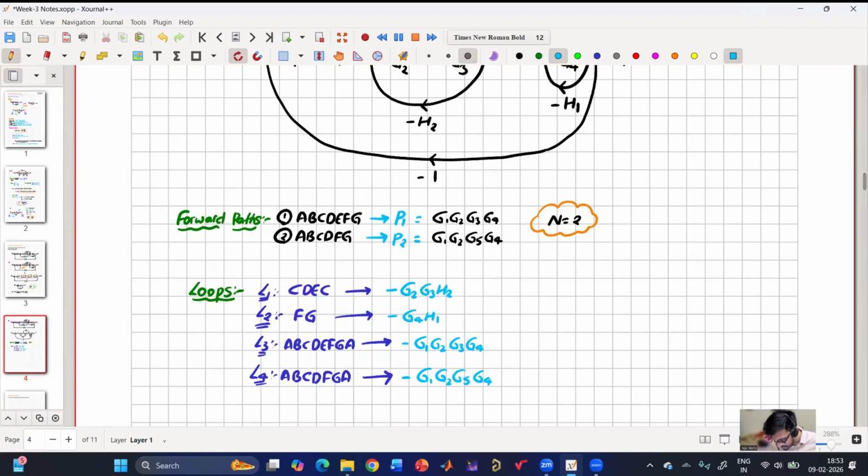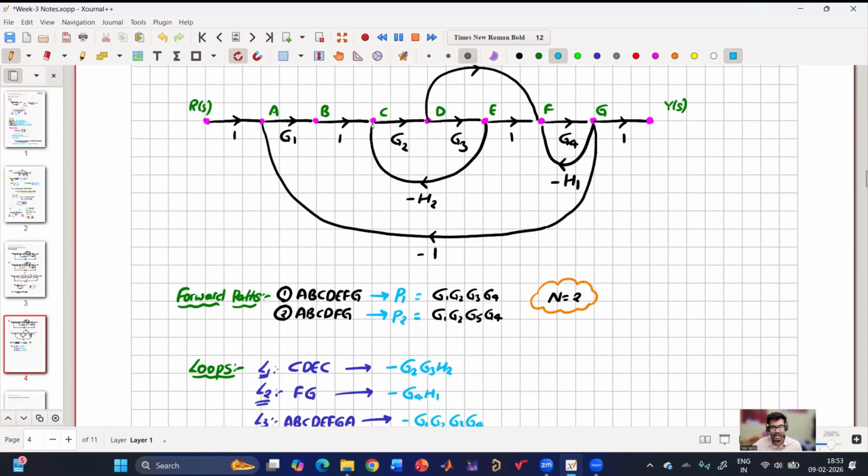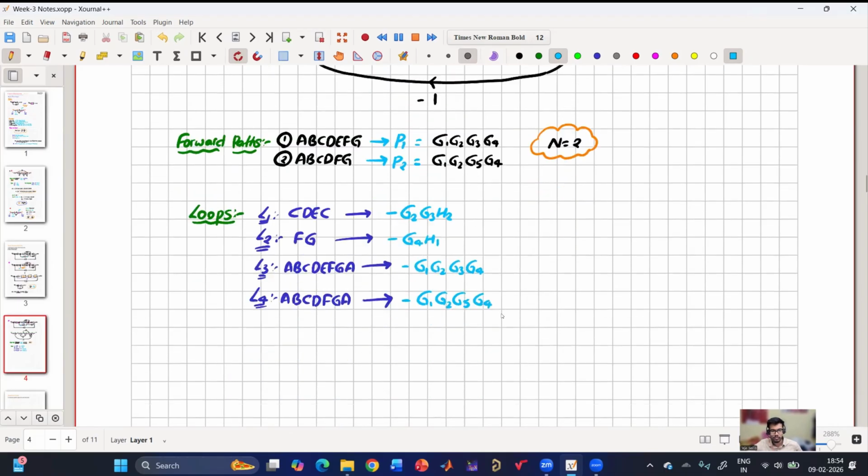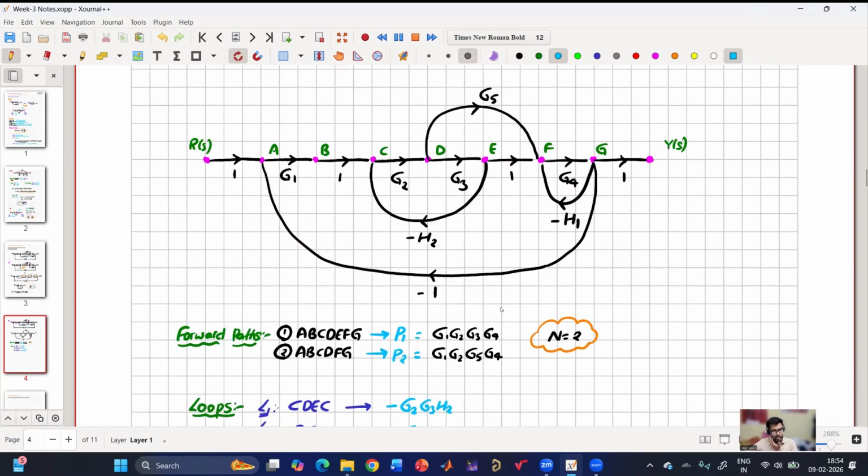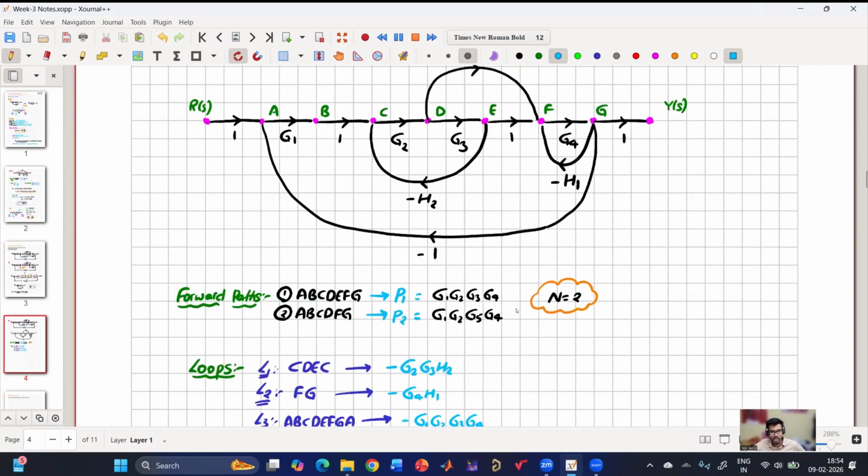We have identified two forward paths, and we have identified four loops. Here it is a little tricky to see the fourth loop, but we have gotten it clear and I have also shown it. So the path gains of the loops are also found. Is this clear until this point, everyone? Forward paths as well as loops. So now can you tell me which of these are non-touching loops?